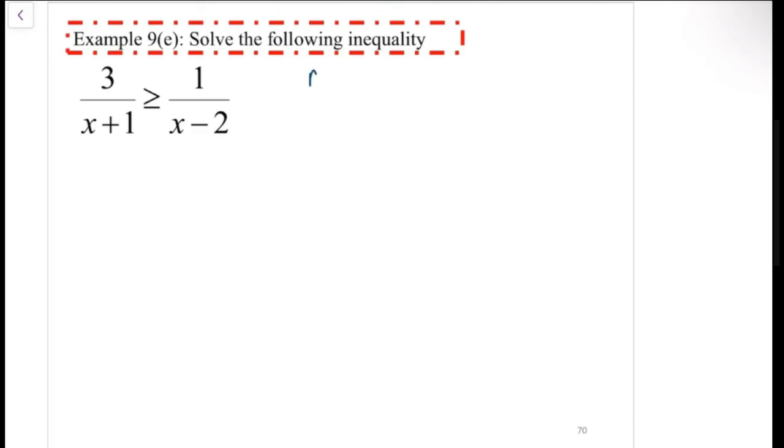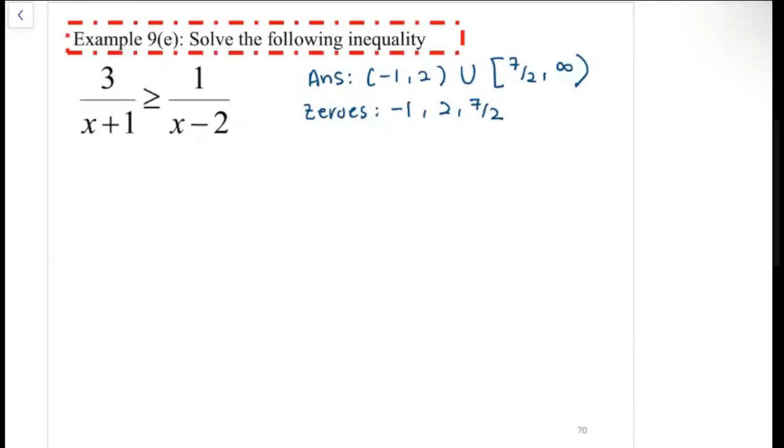Okay, so in this part, our final answer should be negative 1 up till 2, union with 7 over 2 up till positive infinity. Untuk soalan ni awak akan dapat 3 zeros nanti. Saya tulis jugalah untuk awak double check sebelum start table. Your zeros are negative 1, 2 and 7 over 2. Awak akan dapat 3 zeros. Jangan terkejut lah. Boleh je dapat 3 zeros kat dalam soalan.